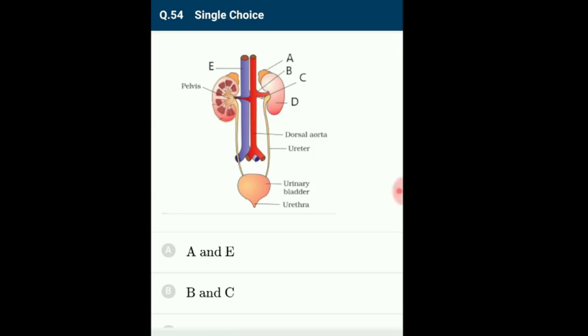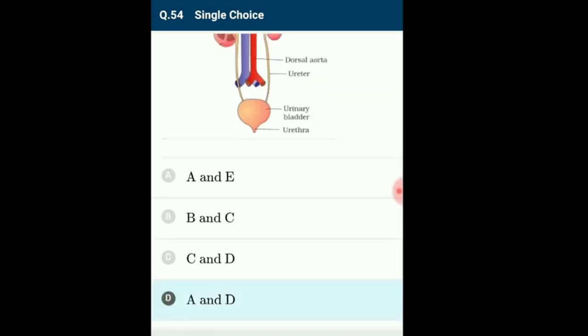The system is mainly comprised of three hormones: renin, angiotensin 2 and aldosterone. Primarily, it is regulated by the rate of renal blood flow. The juxtaglomerular cells of the kidney and adrenal gland actively take part in the RAAS mechanism. In the given diagrammatic representation: A represents adrenal gland, B renal artery, C renal vein, D kidney, E inferior vena cava. So the answer for this question is option D, A and D.